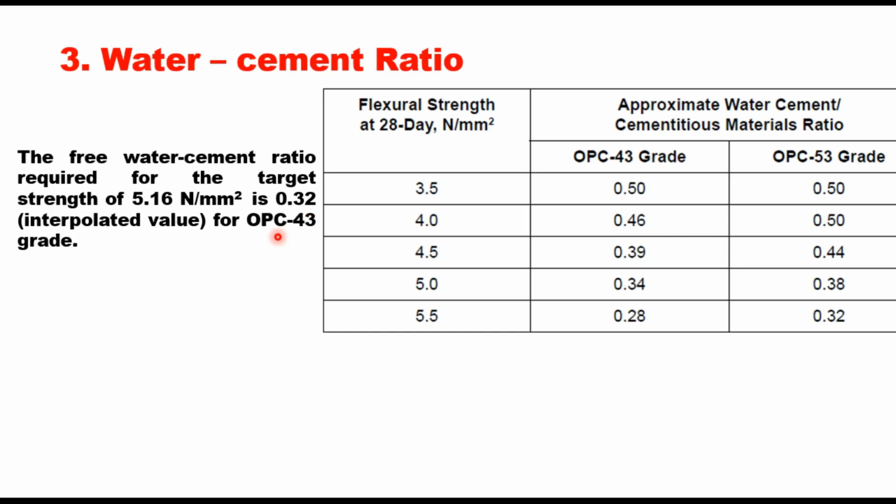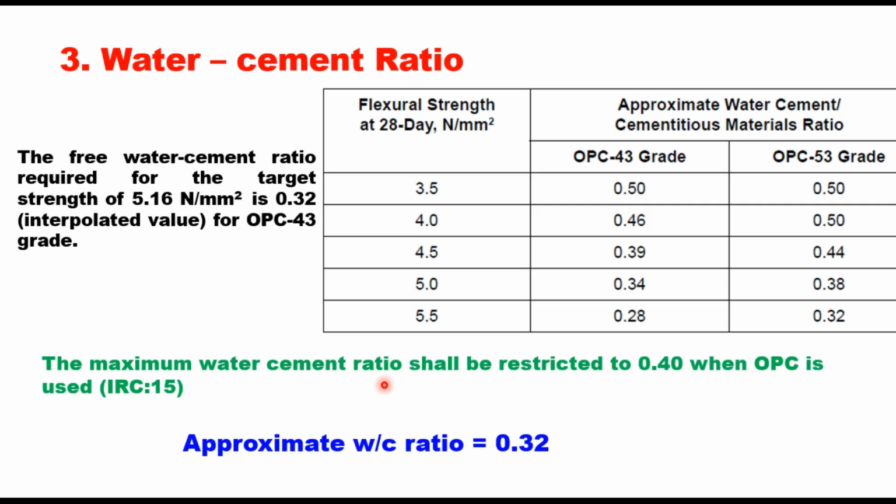Now a similar table is given for compressive strength also. When you design the mix based on compressive strength rather than flexural strength, a similar table is given in the code. The maximum water cement ratio should be restricted to 0.4 when OPC is used, and since our value is 0.32, we will use the approximate water cement ratio as 0.32.